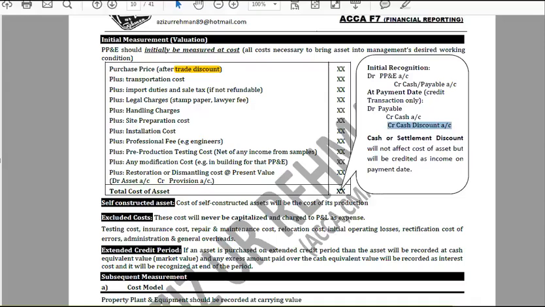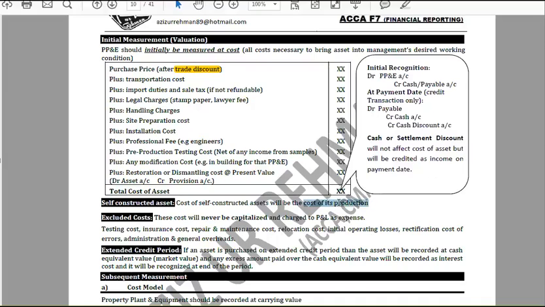There are a few technical points which relate to the cost of an asset. Self-constructed asset. If you have not purchased an asset from the market and you have constructed it by yourself, a building is a very good example of a self-constructed asset. So if you have constructed a building by yourself, then at what value should we record it? Cost of a self-constructed asset will be the cost of production. So if you have constructed a building, you should keep the record of all the costs incurred for this building.